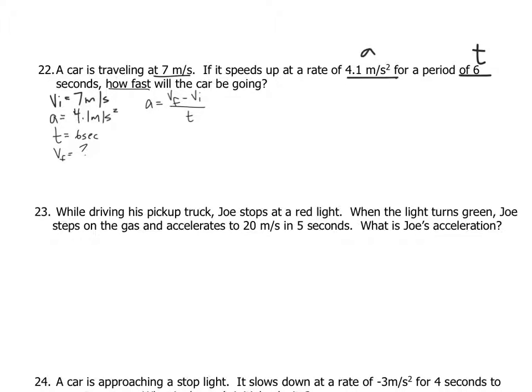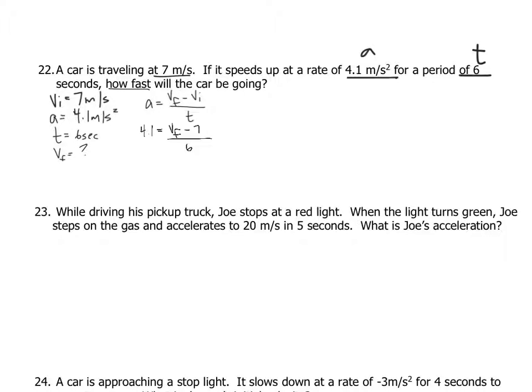My equation is A equals VF minus VI divided by t, where A is 4.1, VF is unknown, initial velocity is 0. No, excuse me. Initial velocity is not 0. Initial velocity is 7. And the time is 6 seconds. So VF minus 7 divided by 6.